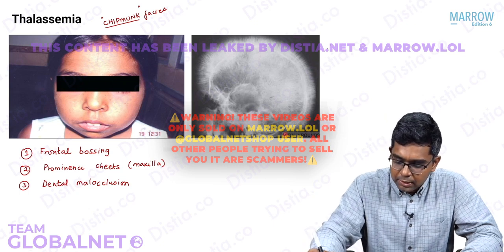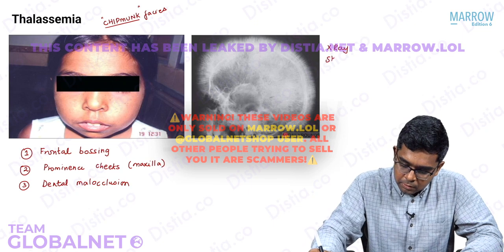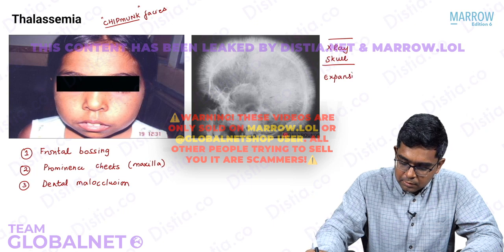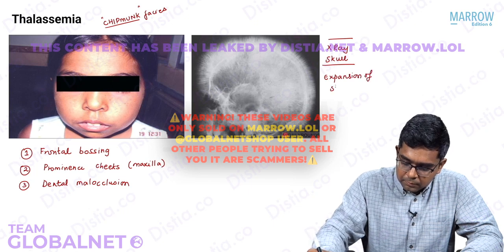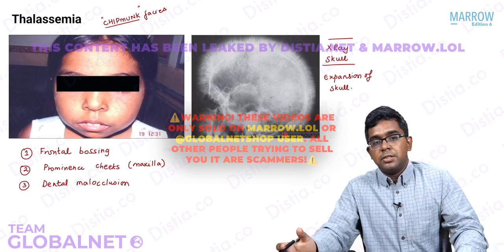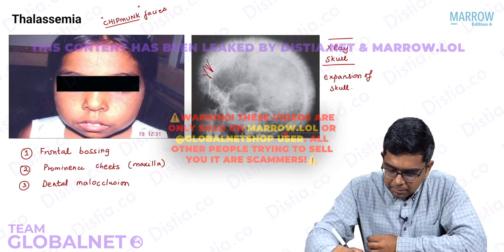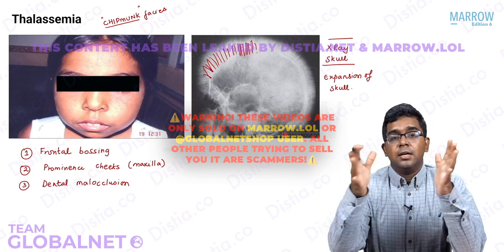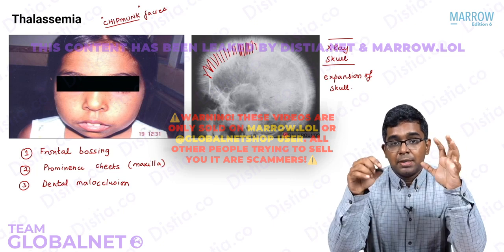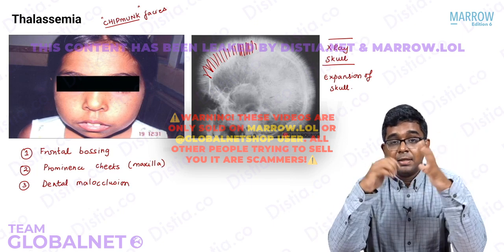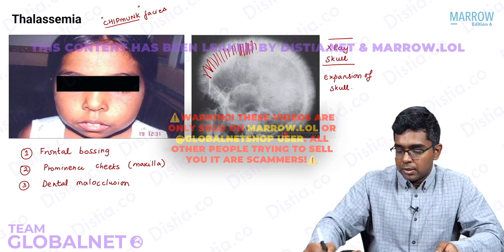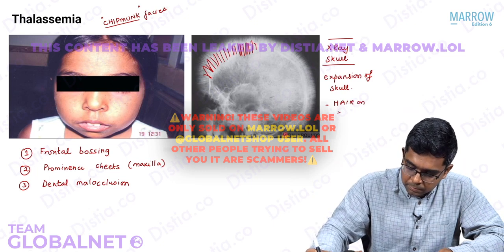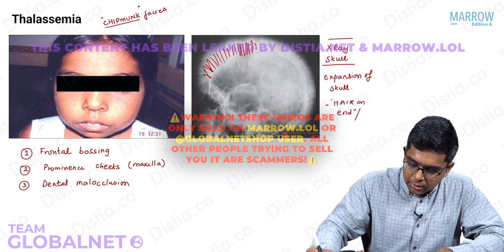Next, if you look at the X-ray of the skull, you can see that there is expansion of the skull. Can you notice that? Why am I saying expansion? Because you can see that there are increased markings in all these areas, which tell you that there is an expansion of the spaces in the skull, because they are also starting to take part in hematopoiesis. And this expansion of the skull is what we call the hair on end appearance or crew cut appearance.